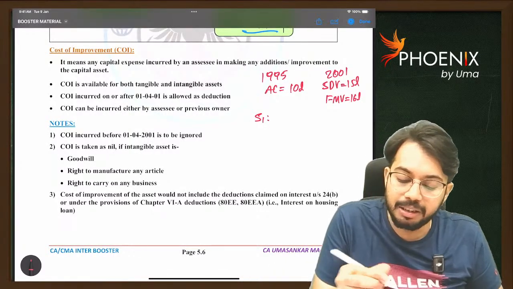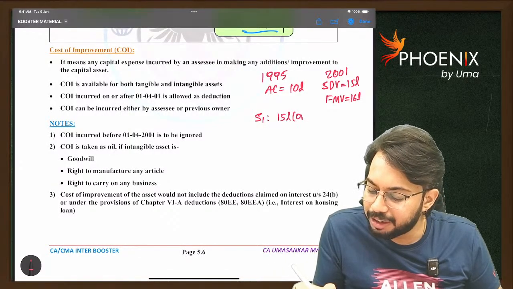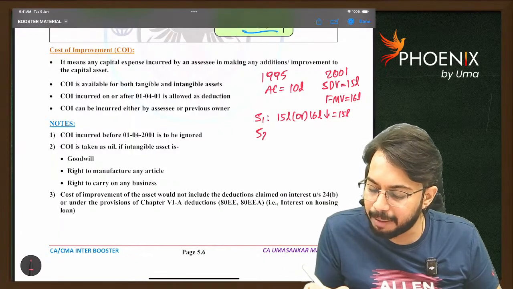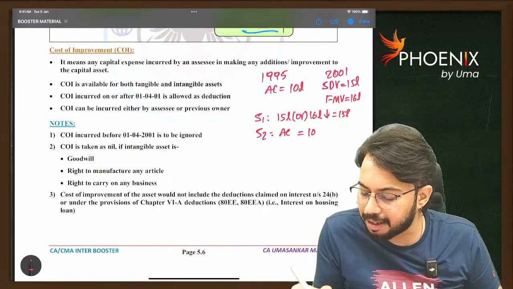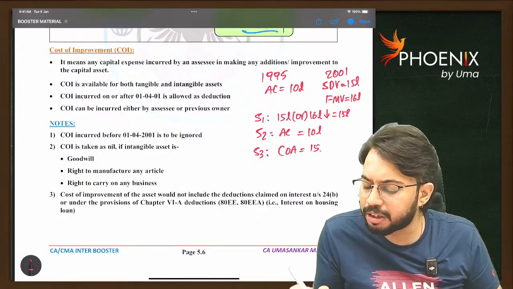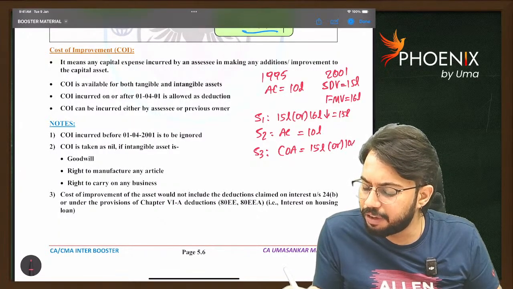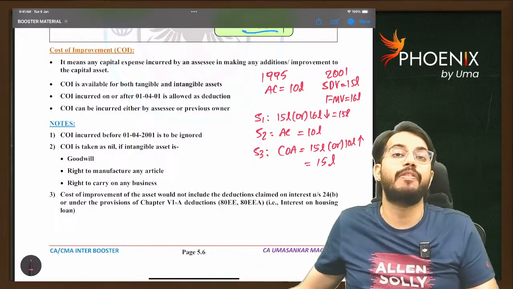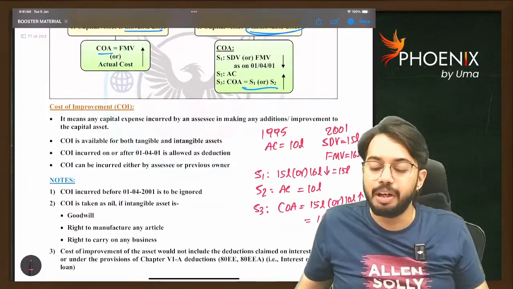Step 1, stamp duty value 15 lakhs or 16 lakhs, whichever is lower. That means 15 lakhs. Step 2, actual cost 10 lakhs. Step 3, cost of acquisition is equal to step 1 or step 2, 15 lakhs or 10 lakhs, whichever is higher. That means 15 lakhs will be considered as the cost of acquisition. Is it clear? Did you understand?